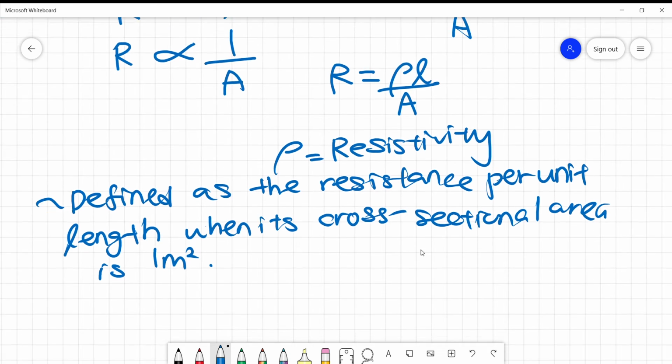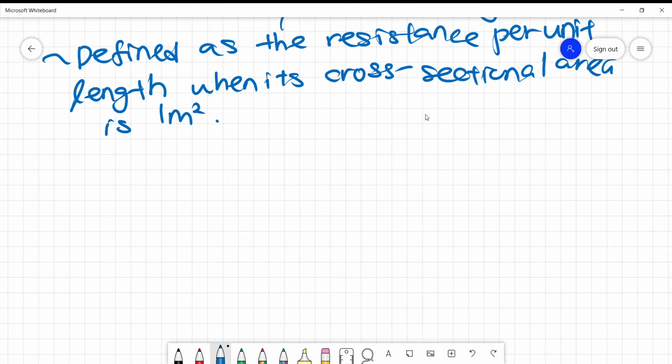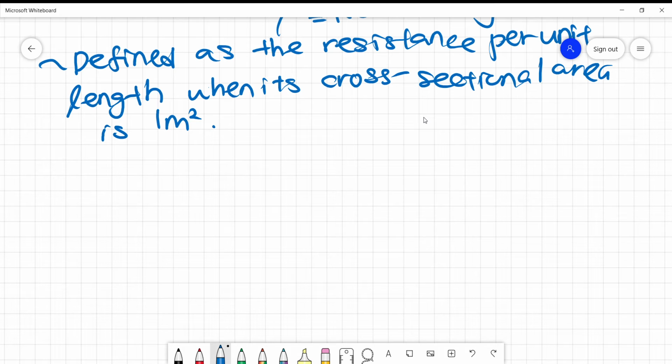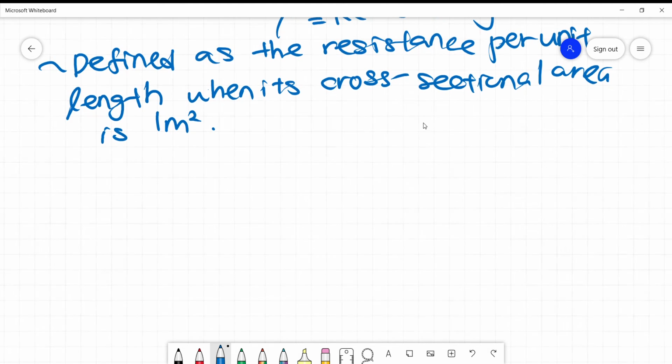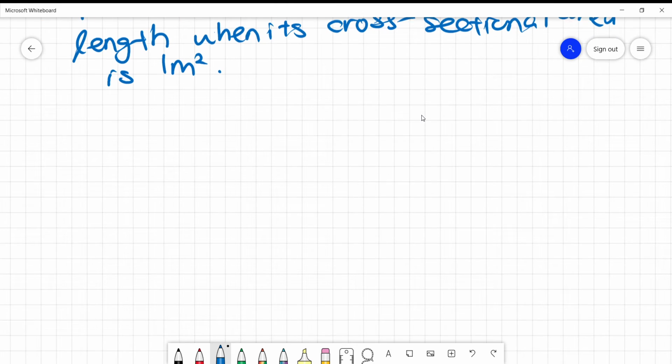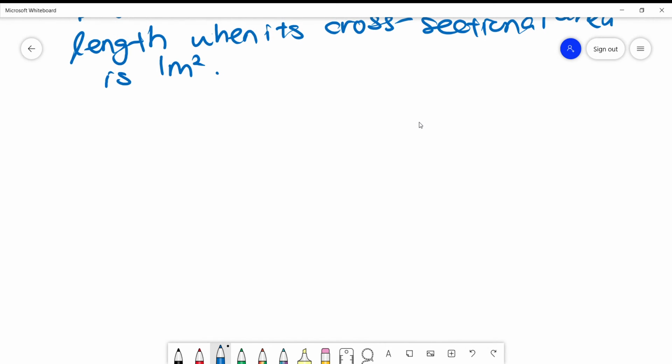In this video, we are going to continue with the topic of resistivity. We are going to move forward with some example questions on resistivity. So let's move on to the first example.